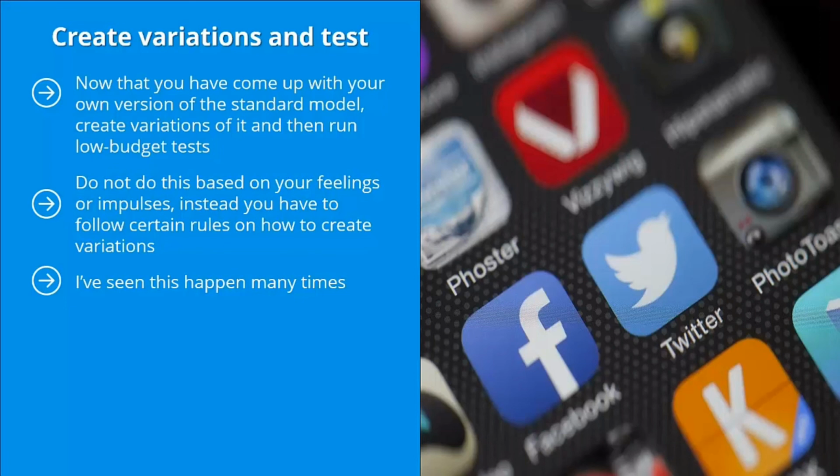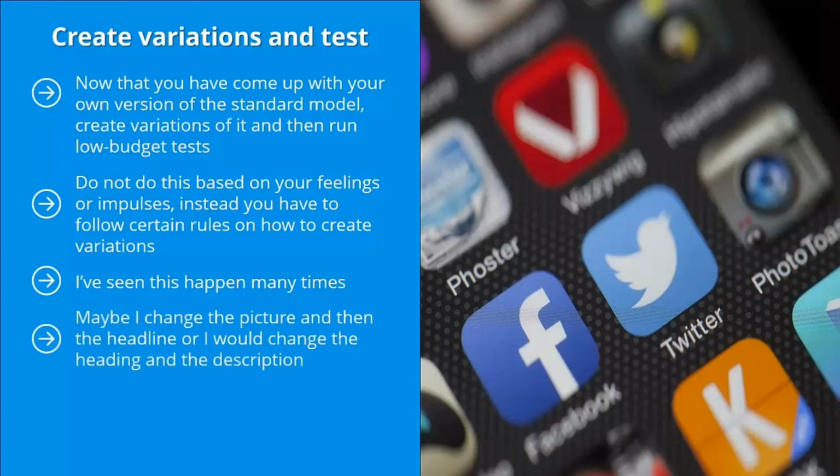I would take an ad and test it. I would notice that it's not getting that many clicks, so I'd change half of the ad. Maybe I change the picture and then the headline, or I would change the heading and the description. Whatever the case may be, I would change half of the ad, and sure enough, it would improve. But when I try to improve things again by changing the other half of the ad, it falls apart.